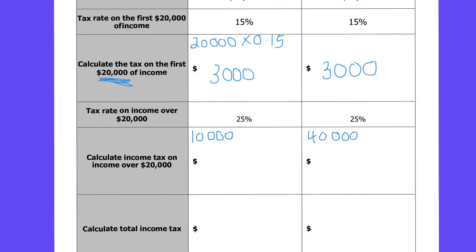And now for these, we're using the rate of 25%. So as a decimal, it's going to be 0.25. So we'll do that for both of them here. And then we'll go ahead and do our calculations. So this one's going to be 2,500 for Jack, and Emily is going to be 10,000.